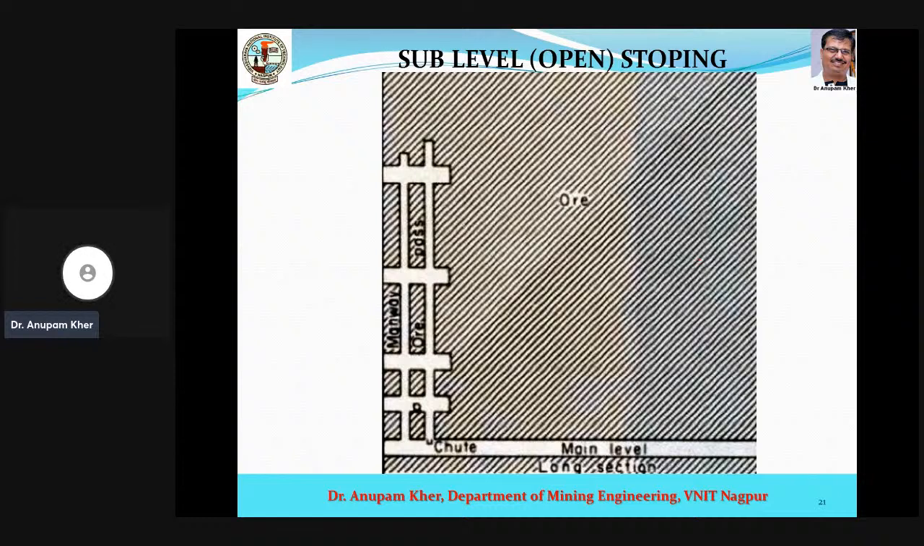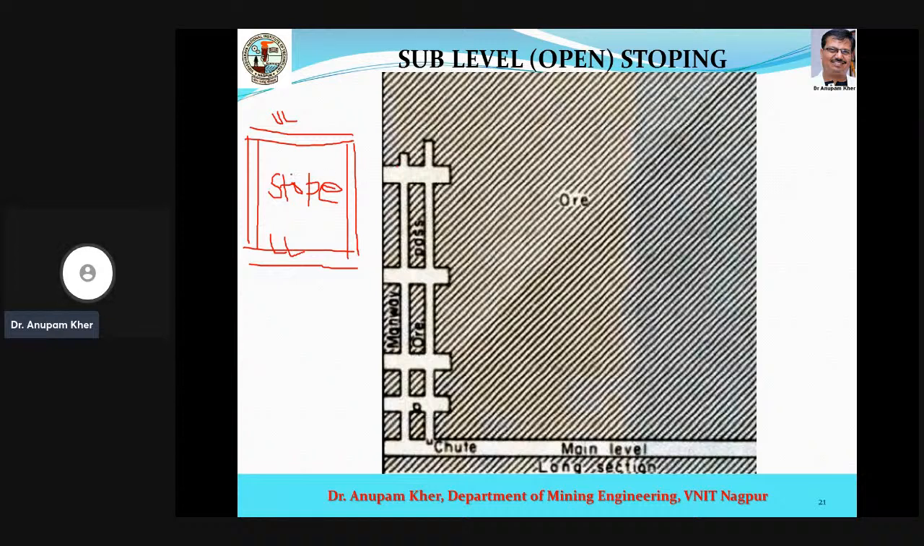So why is this called a sub level? The stopes are divided by two levels on the upper and lower side, and the vertical boundaries are basically raises and winzes. So here the stope is formed. The upper and lower boundaries of the stope are the upper level and lower level, and the vertical boundaries are the two raises or winzes which are there. So this is an upper level, this is a lower level.